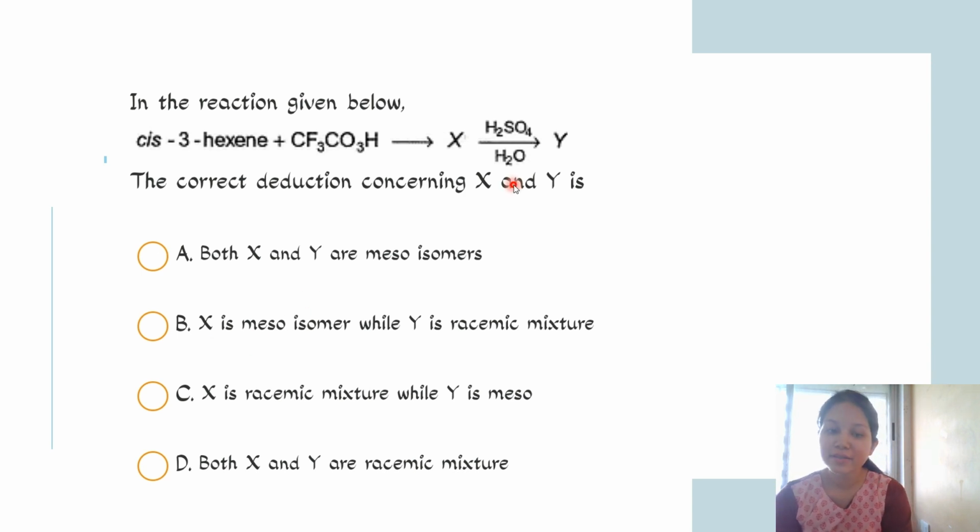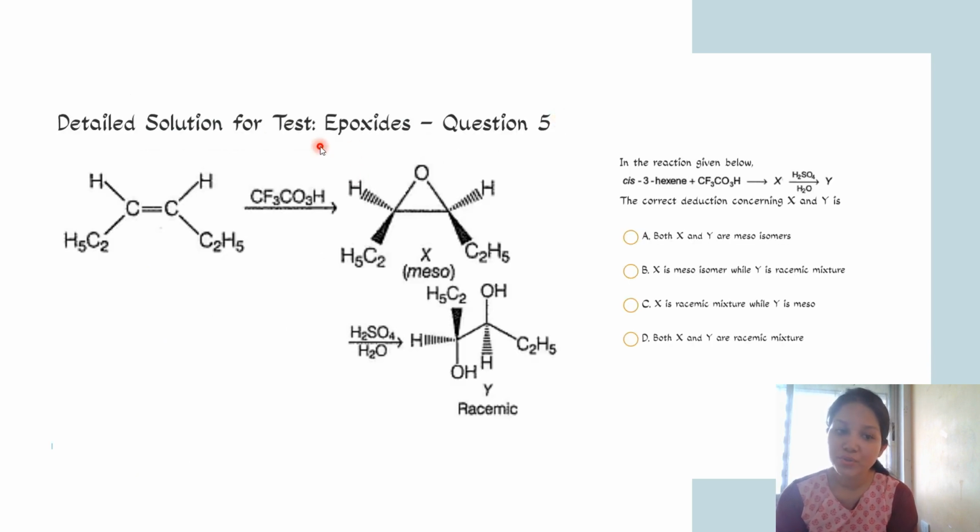Like you have to identify whether X is meso and Y is meso, or X is racemic mixture or Y is racemic mixture. You have to identify the stereochemistry of the product X and the product Y. Okay, so let us see how the reaction is being followed. When you treat this alkene with per acid, this epoxide you get in the reaction. Okay, and the reaction mechanism was discussed in our previous tutorial. So this epoxide is being formed, but you cannot know whether the epoxide is being formed above the plane or below the plane. So the product X which you are getting in the first step is a meso product.